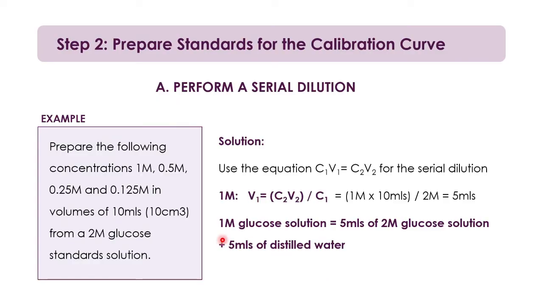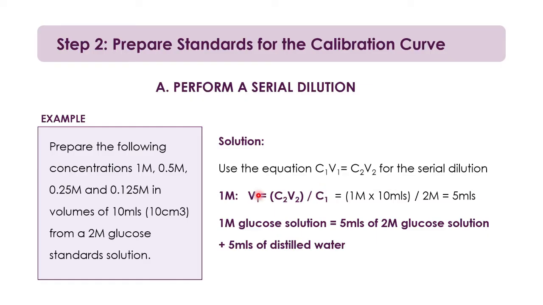Let's look at this example. Prepare the following concentrations: 1 molar, 0.5 molar, 0.25, and 0.125 molar, in volumes of 10 mL, from a 2 molar glucose standard solution. First of all, note that our standard solution is the 2 molar glucose that we are going to use to prepare these various concentrations. The equation that we are going to use for our serial dilution is C1V1 equals C2V2.